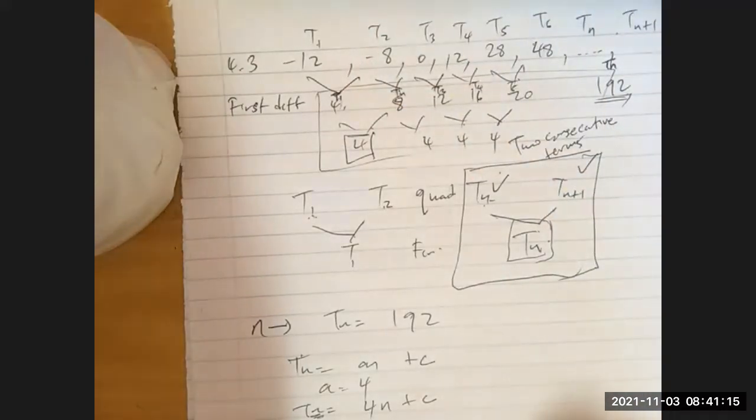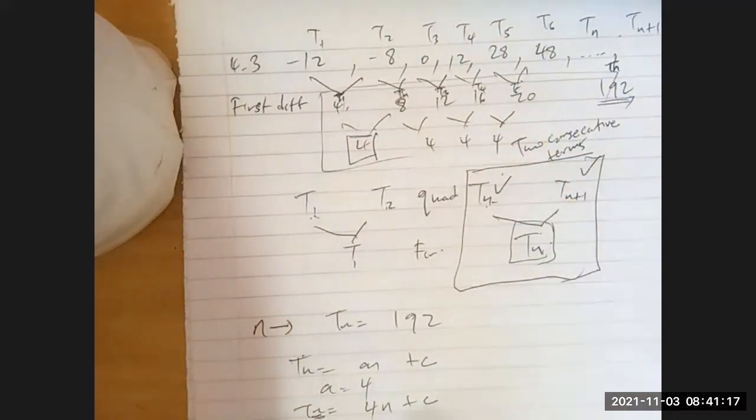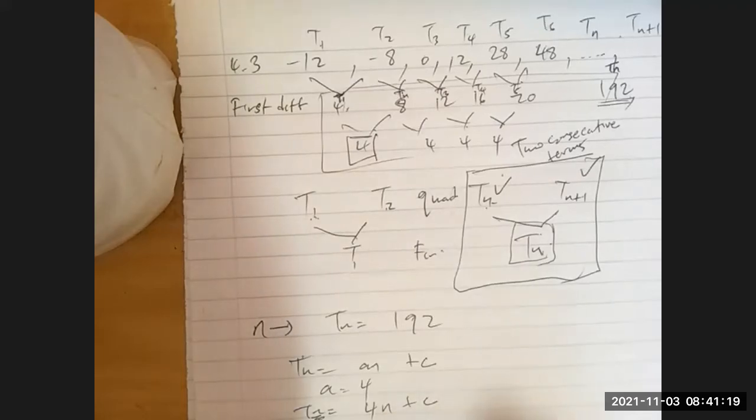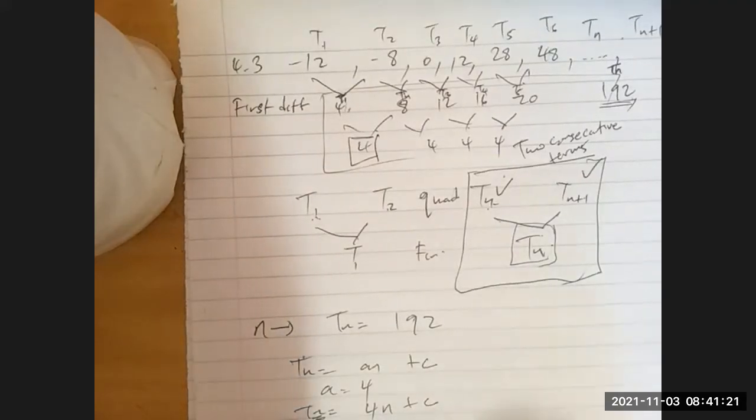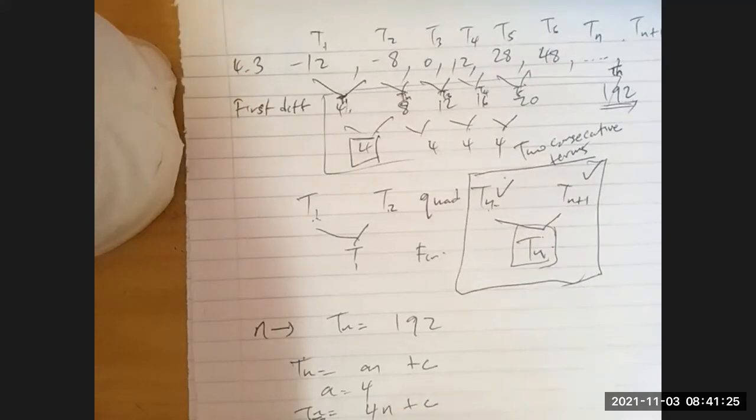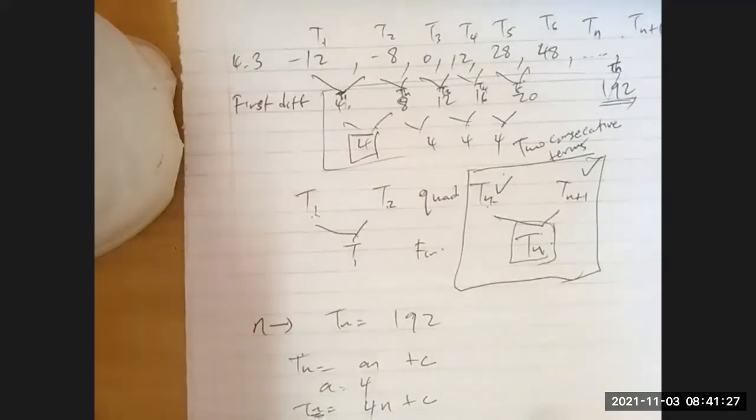So I'm going to solve this part to get my c. What that means is I'm going to have 4 plus c equals 4. So here c is equal to what? c is equal to 4, I take this 4 across, I have 4 minus 4.